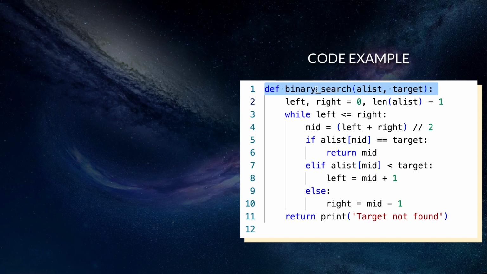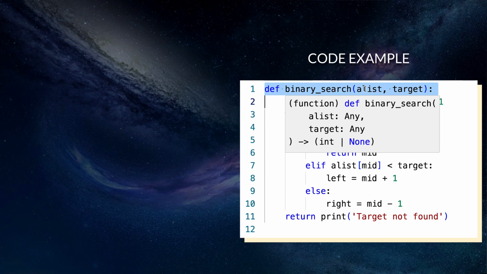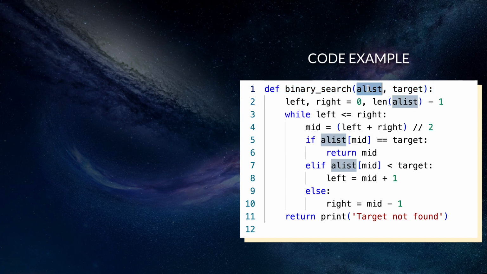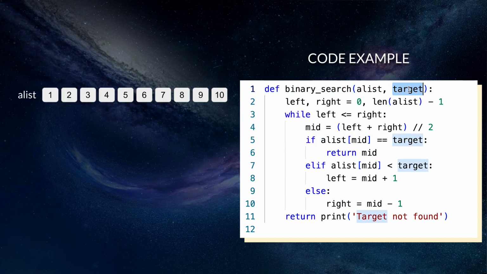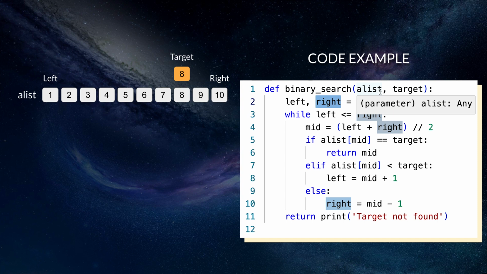First, we are defining a binary search function. It takes 2 arguments, a sorted list, A list, and our target value that we are looking for in the A list. Then we are initializing 2 pointers here, left and right. These represent the start and the end of the list. Left is 0 because it's the first index in the list. Right is the length of the A list minus 1 because that's the last index in the list.